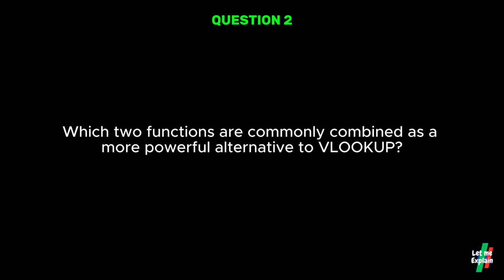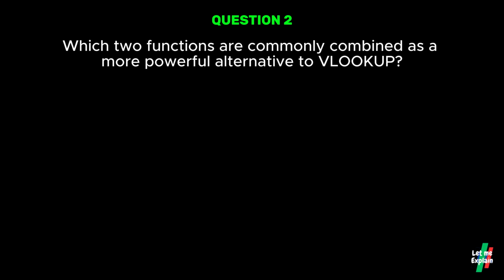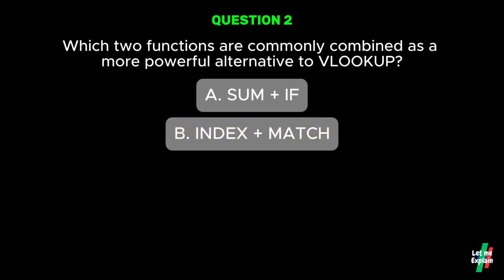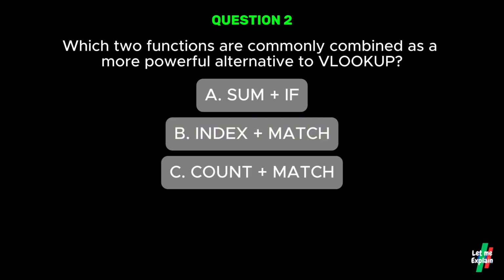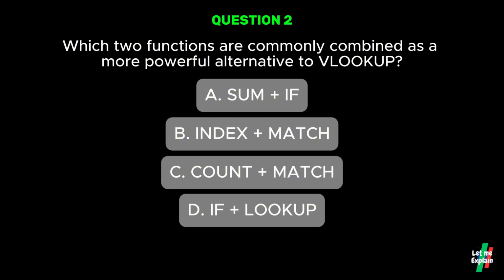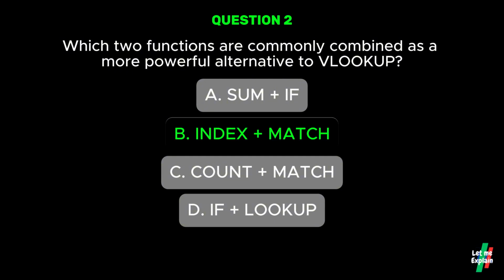Question number 2. Which two functions are commonly combined as a more powerful alternative to VLOOKUP? SUM plus IF, INDEX plus MATCH, COUNT plus MATCH, IF plus LOOKUP. The correct answer is B, INDEX plus MATCH. Before XLOOKUP became available, INDEX and MATCH were the preferred solution for advanced lookups. They provide greater flexibility and efficiency than VLOOKUP.